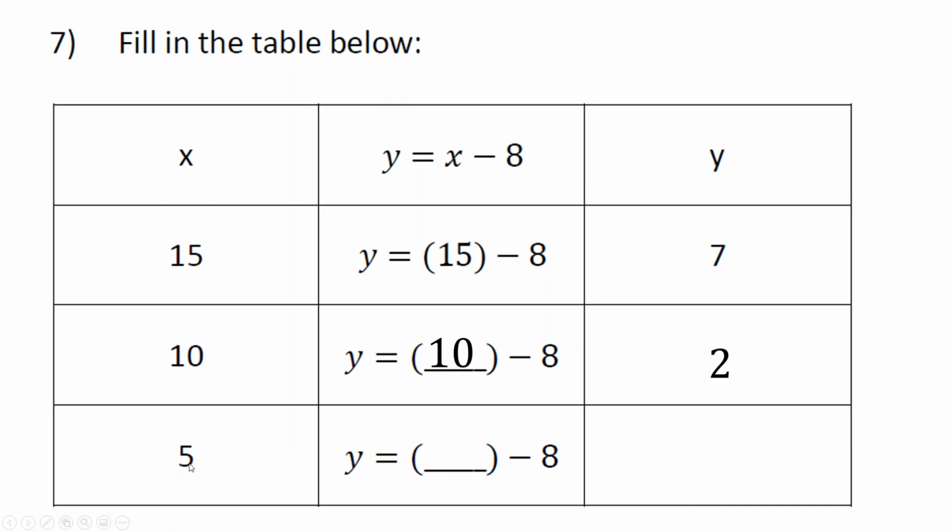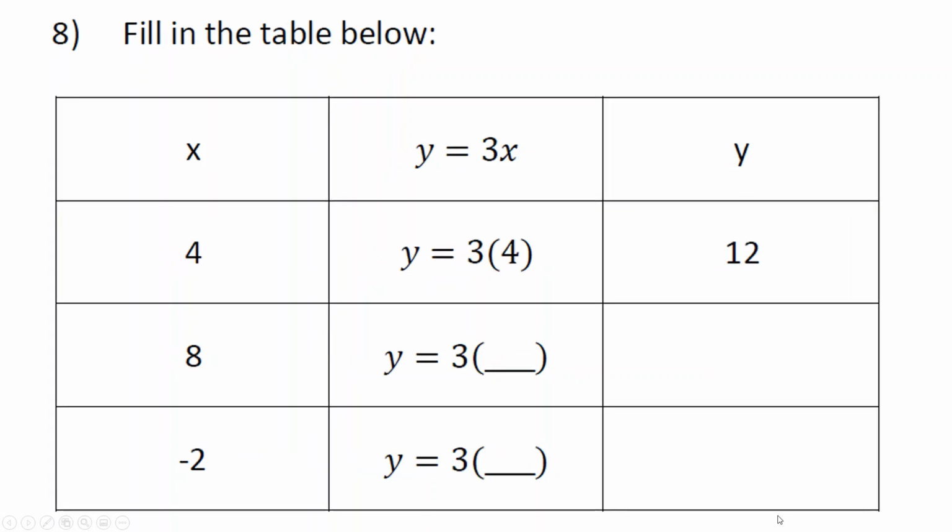When x is 5, I'm going to put a 5 in here. 5 minus 8 gives me -3. We'll talk more about this. You can graph these x and y points. A lot of cool stuff happens. But if you can understand how this table's made, you're going to be in good shape for now. These are called linear functions, and we'll go deeper into it throughout the year.